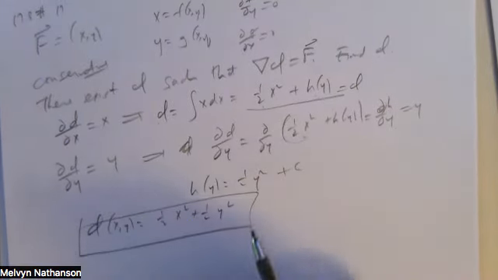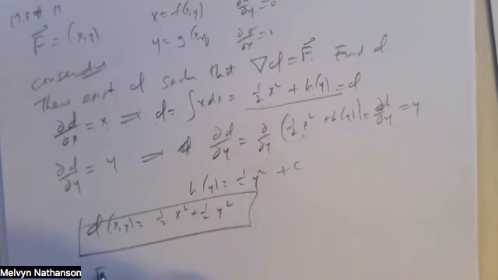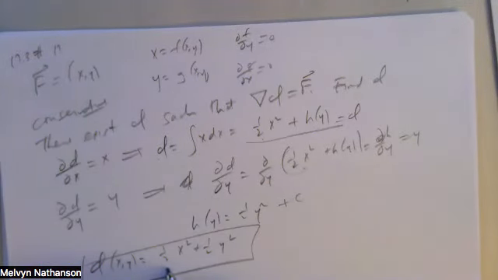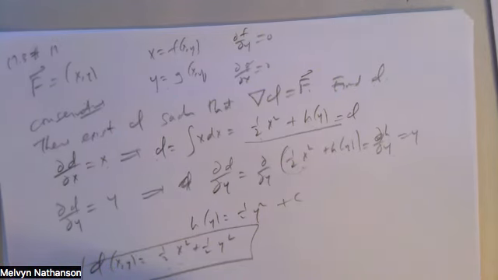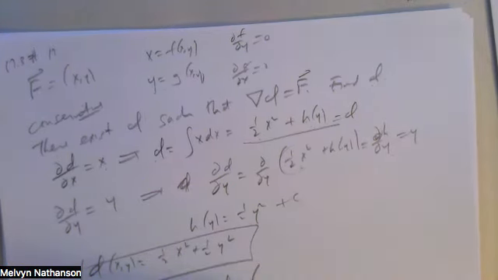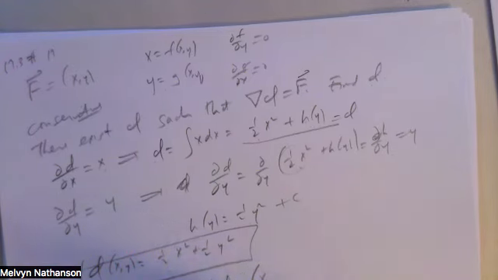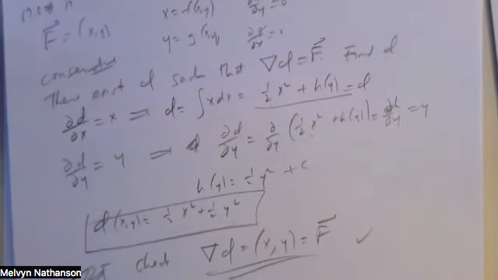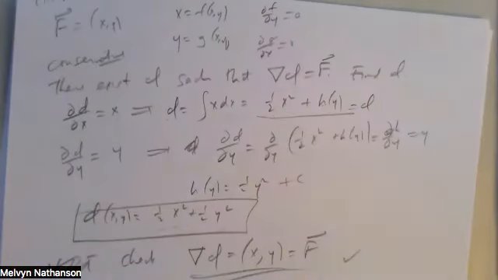So this analysis shows that starting with the vector field F equal to xy, it's conservative, and I found a potential function. Let's just check. What is the gradient of phi? So the first coordinate is the partial of this with respect to x, which is x. The second coordinate is the partial derivative of this with respect to y, which is y. So that's equal to F. So there's a lot going on here, and it really takes an investment of time to understand it all.